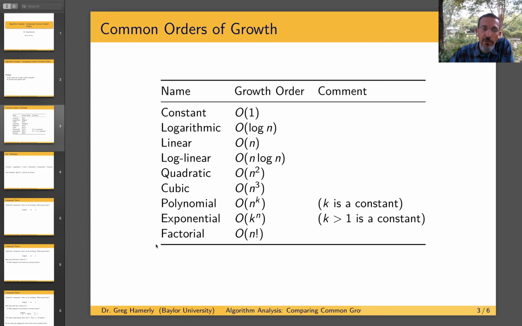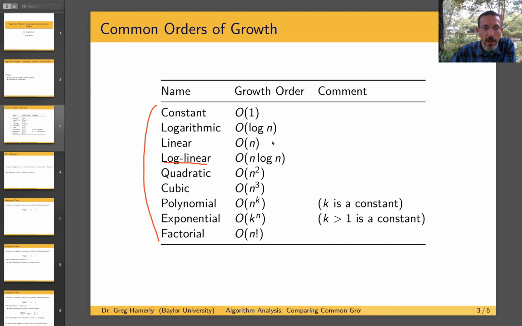And I've listed a bunch of growth orders: order 1, log n, log n squared, n cubed, n to the k, k to the n, and n factorial. And they're common names here. And I do want you to know their common names: constant, logarithmic, linear, log linear, which is one that people often forget. Log linear is n log n, quadratic, cubic, polynomial, exponential, and factorial.